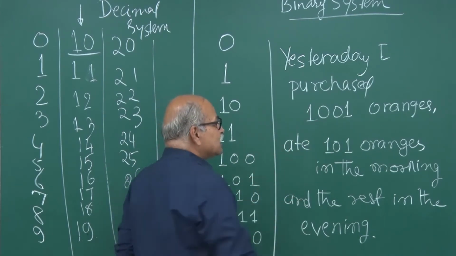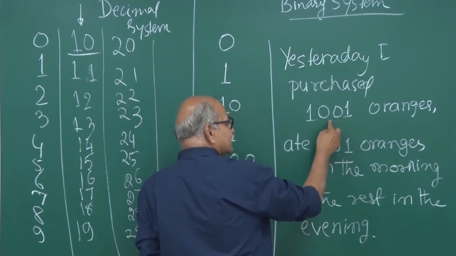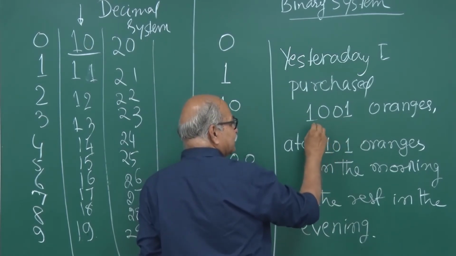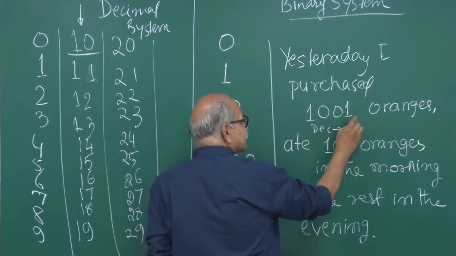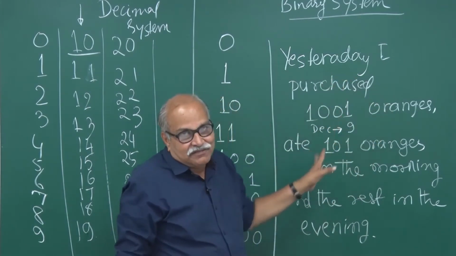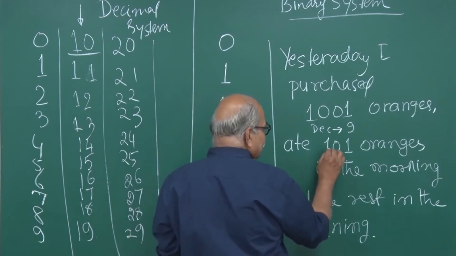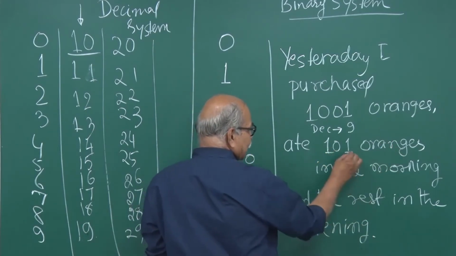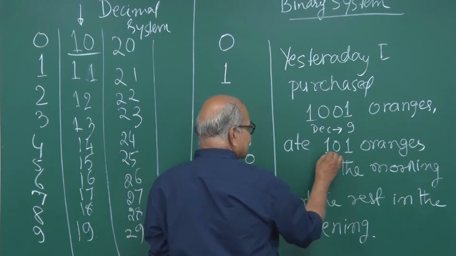Place value. So, this is 1, this is 2, this is 2 square, this is 2 cube. So, if I talk in decimal, the equivalence is this is 8 and this is 1, 9. I purchased 9 oranges, perfectly all right, normal. And then I ate 101 oranges. So, this is 1, this is 2, this is 2 square. So, 1 here and 4 here.